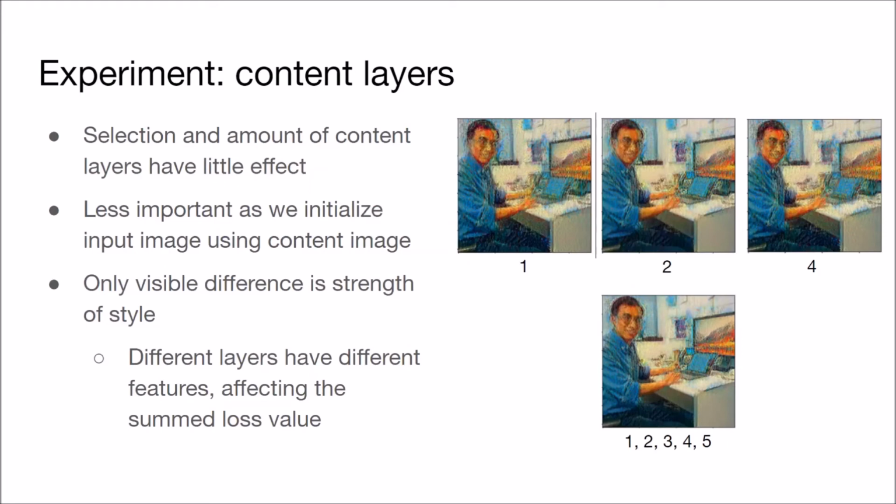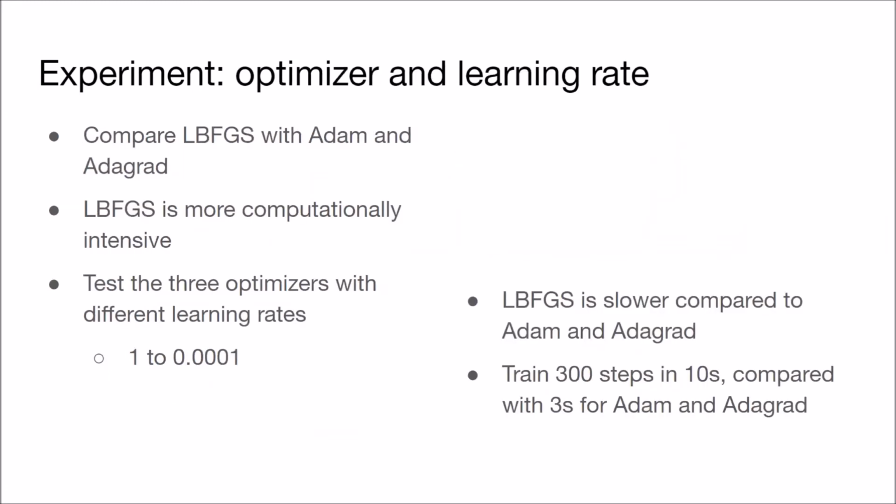We are able to see a slight difference in the strength of the style application, and this could be because by varying the number and the selection of content layers, we are also varying the absolute value of the content loss, which changes the relative weight of the style loss and the content loss within the optimizer. But in this case, we can see that using content layer 4 is adequate, so we select this as our content layer. Next, we compare different optimizers and different learning rates.